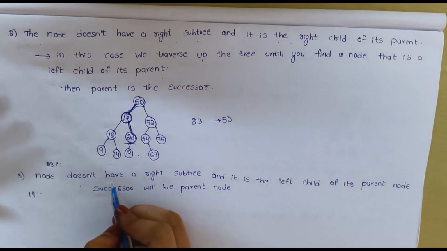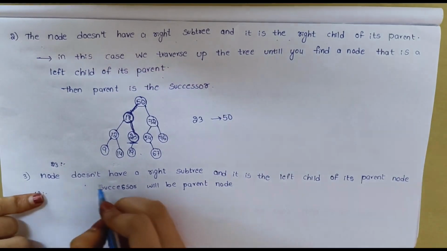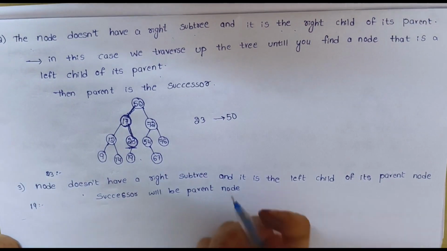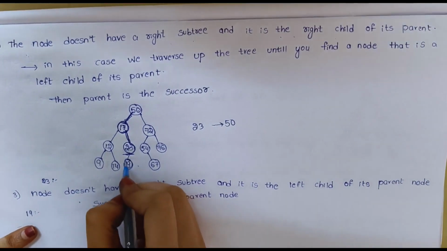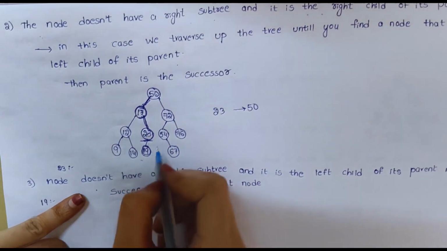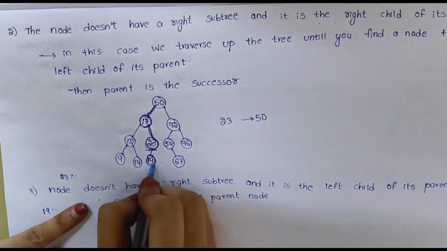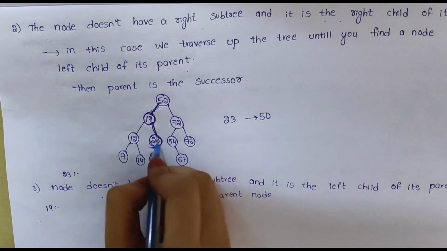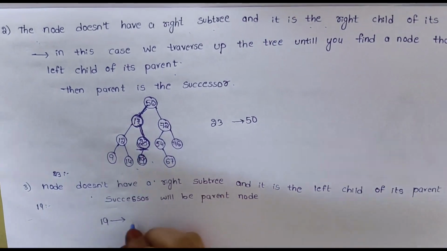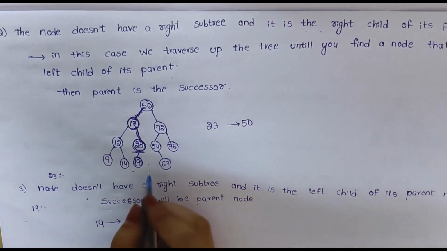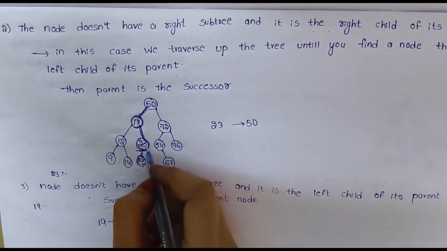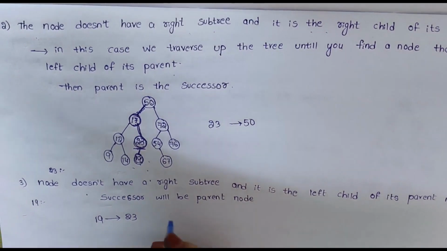The condition to find the successor of a node is that the node doesn't have any right subtree and it is the left child of its parent. For example, consider 19. Here 19 doesn't have any right subtree and it is the left child of 23. In this case, the successor will be the parent node. Means the successor of 19 will be 23, because it doesn't have any right subtree and it is the left child of 23.